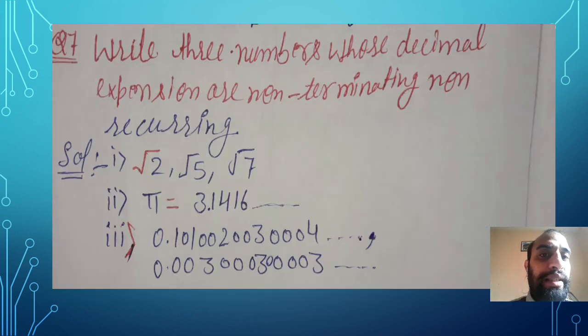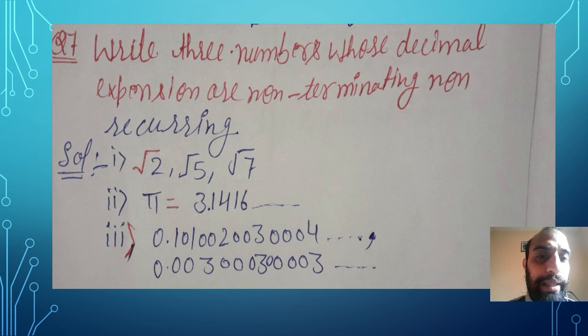Let's take the next one, that is write 3 examples whose decimal expansions are non-terminating, non-recurring. So this is the definition: non-terminating, non-recurring. It means irrational numbers. Here I have given you 3 types of example. First is all the prime numbers: you can write them under the square root, under root 2, under root 5, under root 7, and so on. You can select a prime number under the root where you are not supposed to calculate the exact value of the root.